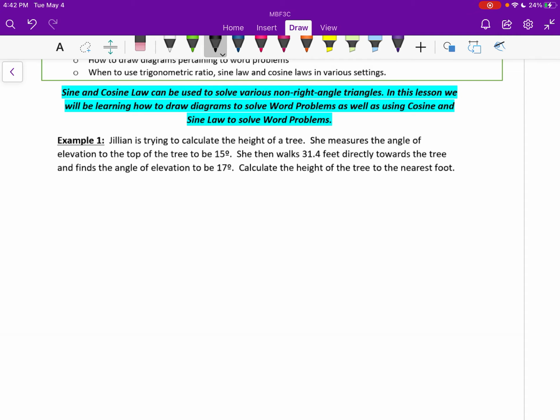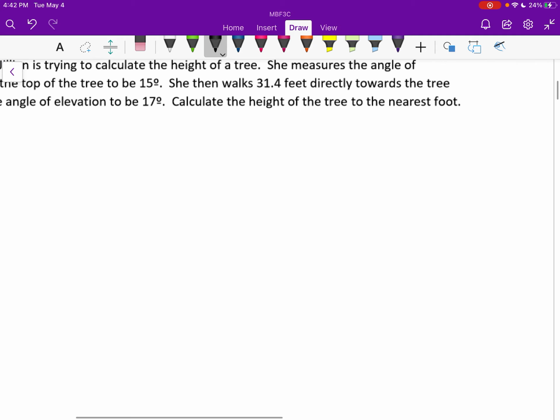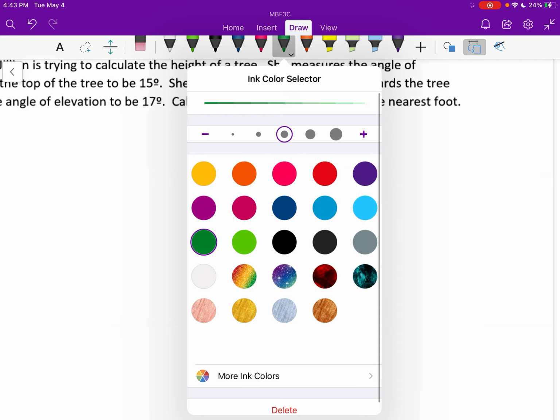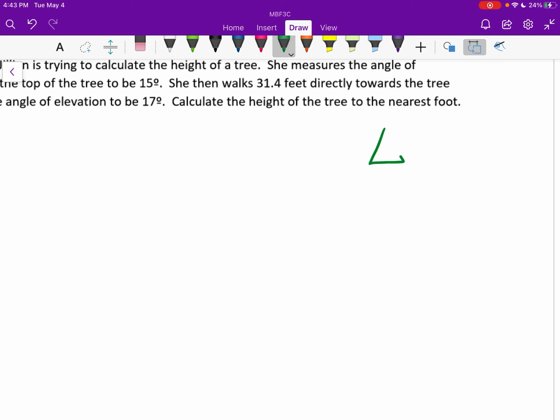So first things first, let's draw out our diagram. I'm going to draw my tree. So my tree looks something like this. I'm just going to make it look a little bit better, and maybe I'll make it this forest green color. So that's my tree, and I'm sorry, I'm not an artist.